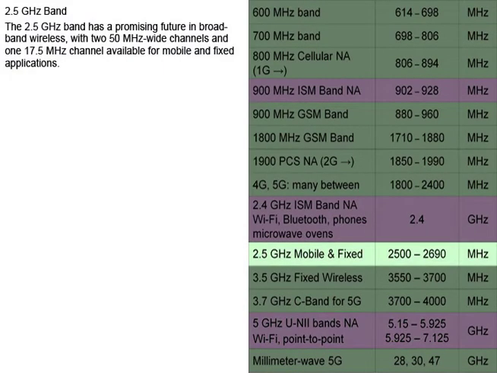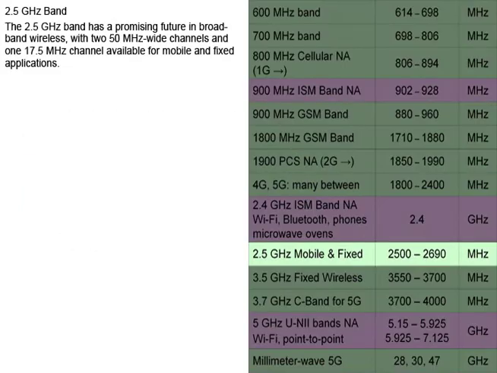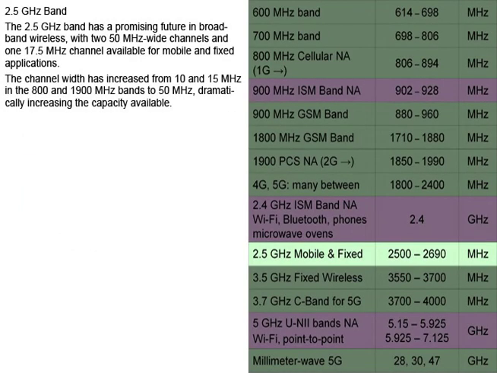And there's another unlicensed band, well, actually there are a couple of them, up around 5 gigahertz. The 2.5 gigahertz band has a promising future in broadband wireless, with two 50 megahertz wide channels and one 17.5 megahertz channel available for mobile and fixed applications. The channel width has increased from 10 and 15 megahertz in the 800 and 1900 megahertz bands to 50 megahertz, dramatically increasing the capacity available.